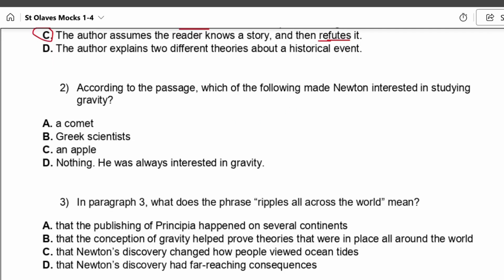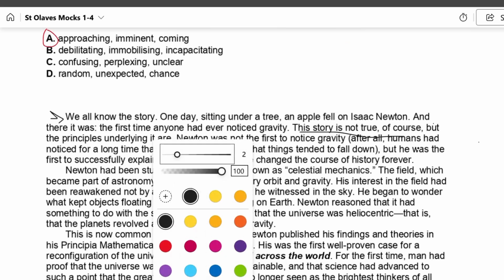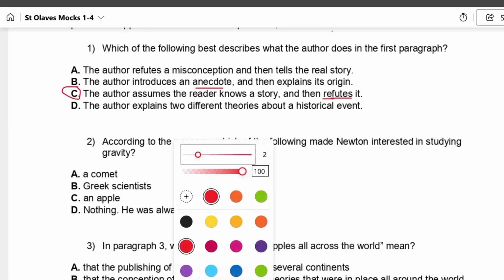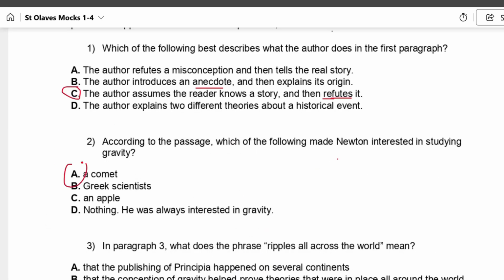Question number 2, what made Isaac Newton interested in studying gravity? So we can see here that Newton was not interested by the apple, but by a comet. So we know that A is the answer.